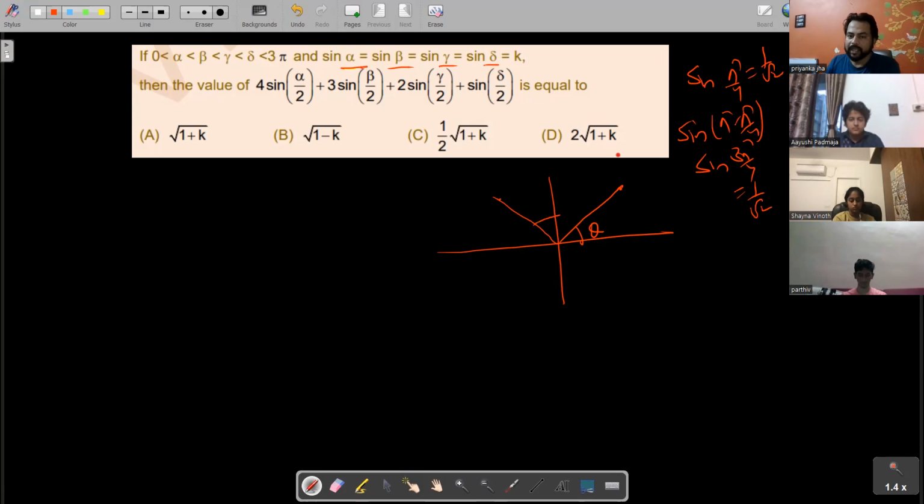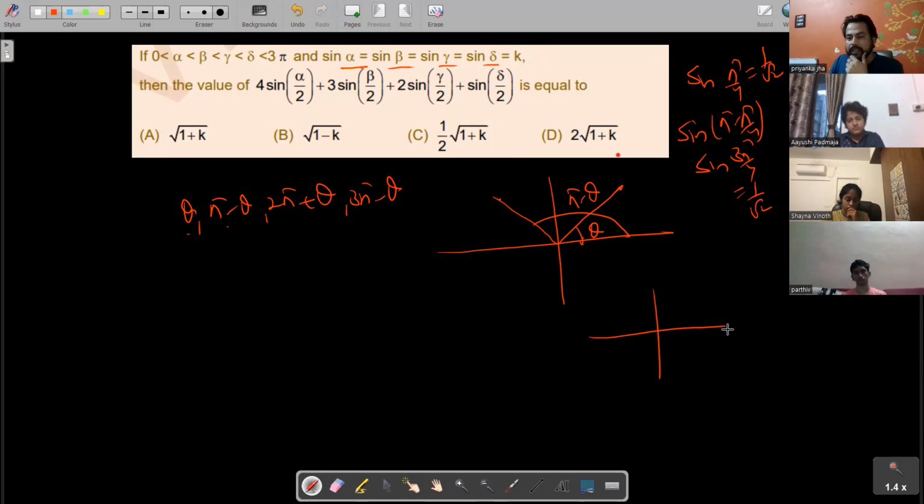So if this is theta, this angle would be pi minus theta. Let me take the angle as theta, pi minus theta. First quadrant, second quadrant, and in the third and fourth, sine will be negative. So it won't be the same, because the sine of all the angles is the same, k. So the next angle should be 2 pi plus theta. Theta, pi minus theta, and then rotate to come to the first quadrant again, 2 pi plus theta. And then 3 pi minus theta.